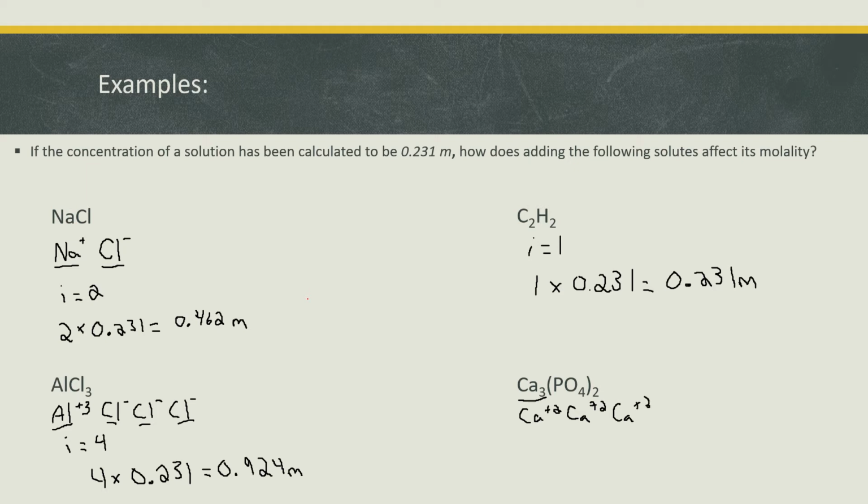And the other thing that we have is the phosphate. Now remember, phosphate is 1 ion. You don't split it up to P's and O's. You leave it as phosphate. Phosphate is minus 3, so we have PO4 minus 3.